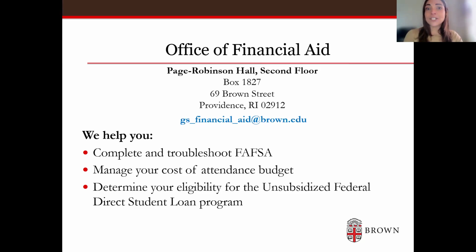In terms of what the Office of Financial Aid handles for our graduate level population, we oversee students' completion and troubleshooting as needed with the FAFSA application. In addition to that, we manage cost of attendance budgets for all academic programs at the graduate level. And then upon receiving a student's FAFSA application, our office is also the one to determine a student's eligibility for federal direct loan programs, specifically the federal direct unsubsidized loan that a student may be eligible for upon filing the FAFSA application.